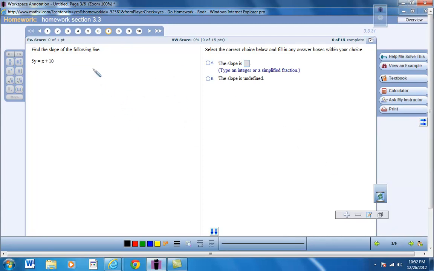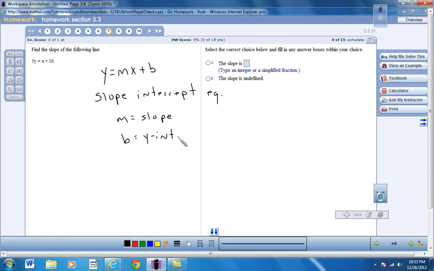We're going to learn something new today. Our equation y equals mx plus b is known as our slope-intercept equation. The m stands for your slope. And we'll start learning next section that the b stands for your y-intercept.